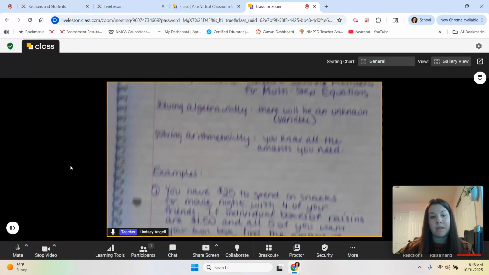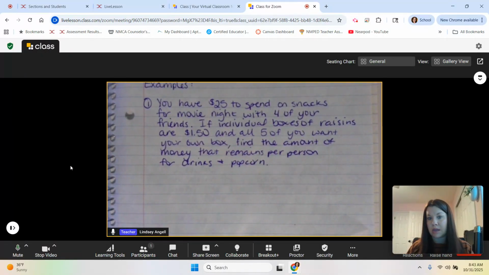I definitely encourage you to go through each page. Two of our examples today are going to be from your practice, which is page 15, and they're both word problems, and then one will be more of an algebraic question at the end. So let's see, number one, which is also number one on your practice, page 15 of your lesson. You have $25 to spend on snacks for movie night with 4 of your friends. If individual boxes of raisins are $1.50 and all 5 of you want your own box, find the amount of money that remains per person for drinks and popcorn.